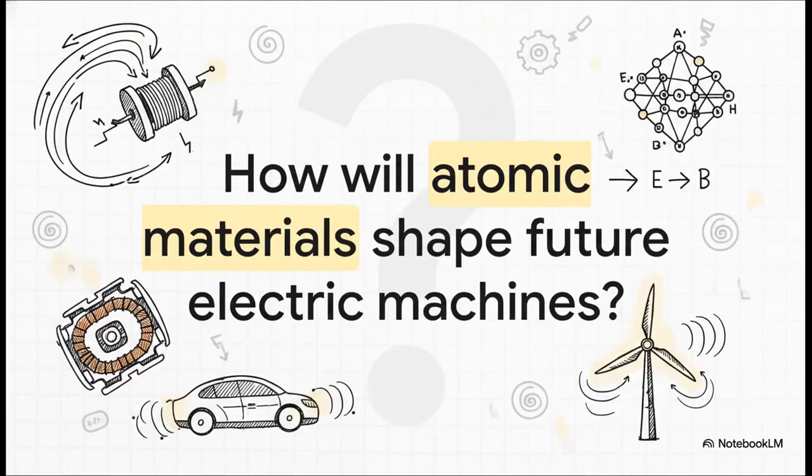And that leaves us with a pretty provocative question to end on. As we start really hitting these absolute physical limits of saturation and hysteresis, how will the microscopic realities of our materials shape the macro machines of tomorrow? I mean, we've seen how electricity becomes motion, how empty air gaps act like brick walls of reluctance, and how the actual atoms in our steel set the ultimate speed limit for performance.